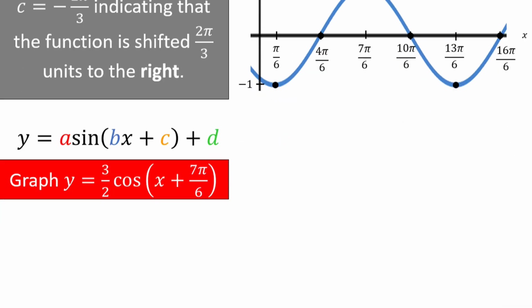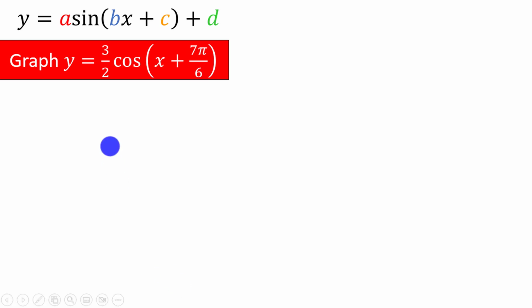Okay, let's try one final problem. We have y equals 3 halves cosine of x plus 7 pi over 6. In this case, we have two transformations in one function. We have a 3 halves that is multiplying the function up front, which is a change in amplitude, and we have a 7 pi over 6 that is added on the inside of the function, which indicates a phase shift.